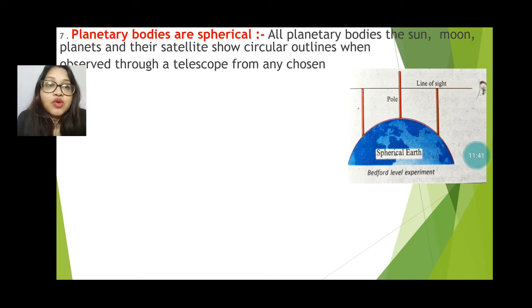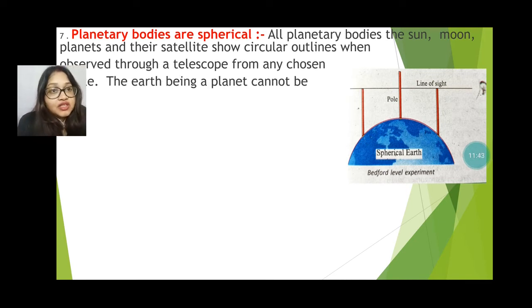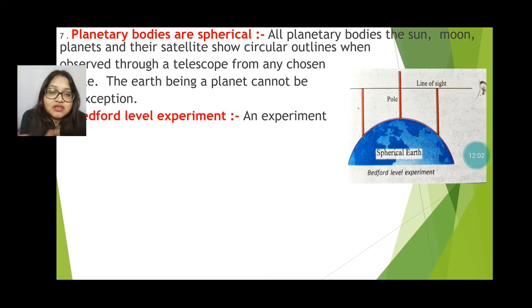Okay, next one is the planetary bodies, or that they are spherical. All planetary bodies, the sun, the moon, planets and satellites, show a circular outline, which is observed through the telescope. It is also proved that if the other planets are circular in shape and form, that means that Earth is not an exception.